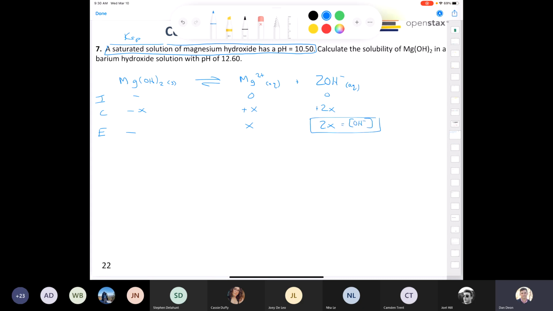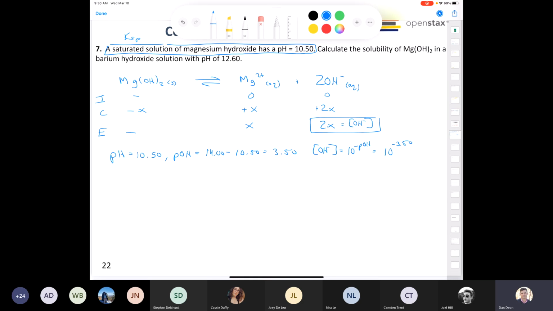Now, can we calculate the concentration of the hydroxide? The answer is yes, because we have the pH. If the pH is equal to 10.50, that means that the pOH is going to be equal to 14 minus 10.50, which equals 3.50. And if we want to figure out the concentration of hydroxide, it's going to be equal to 10 to the negative pOH, which is equal to 10 to the negative 3.50.